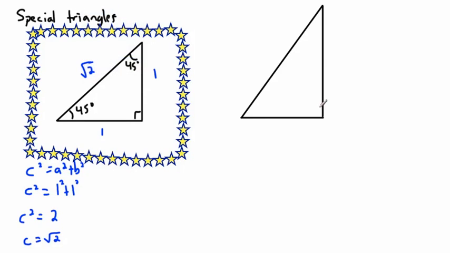There we go. So maybe I'll make it in black. I'll make it 90 degrees. And this one here is 60 degrees. This one here is 30 degrees. And this one goes a little bit different. This one here goes 1, 2, and square root of 3. 1, 2, square root of 3. This is the other special triangle.